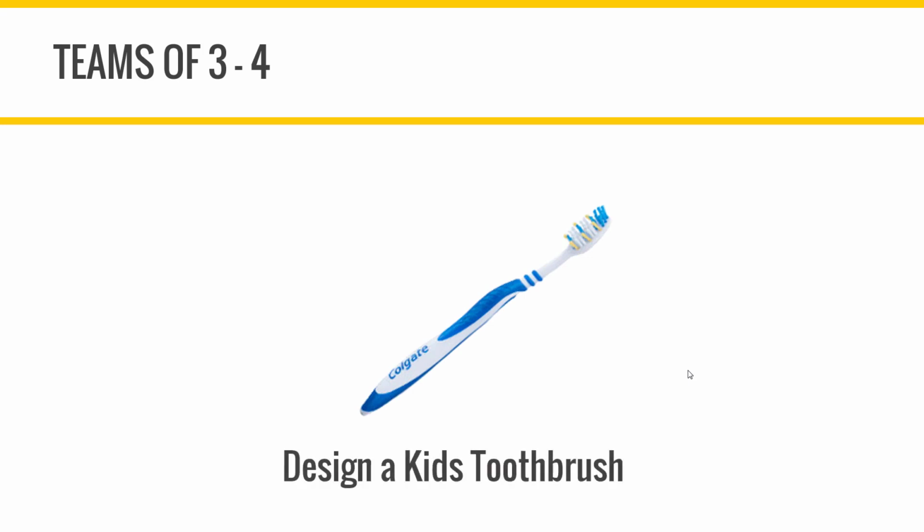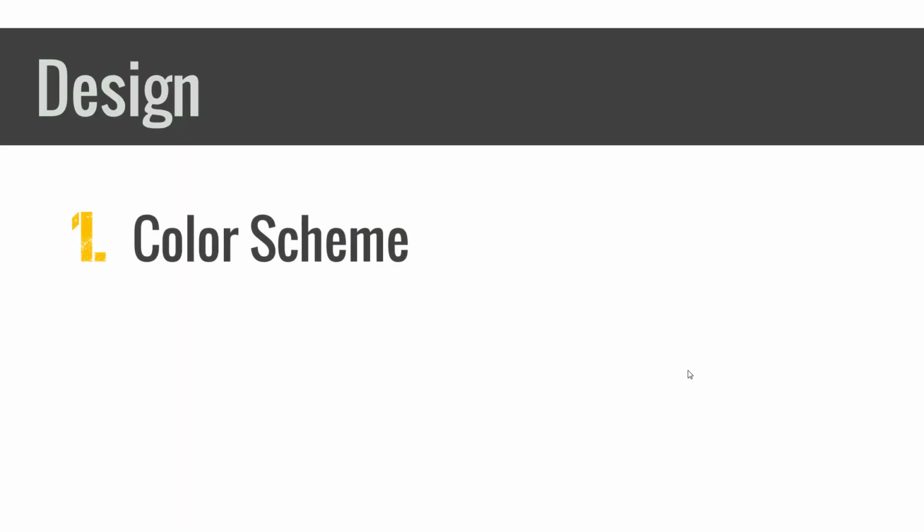So you're going to have your students form teams of 3 to 4 students to start off with, and then you're going to give each of those teams a toothbrush and the assignment of designing a kid's toothbrush. Their design should include 2 elements. One, a color scheme, so they get to pick the colors of their toothbrush.